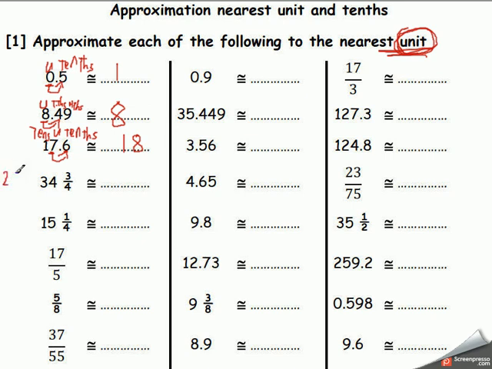2 times 5 equals 10. 4 times 25 equals 100. 8 times 125 equals 1000.